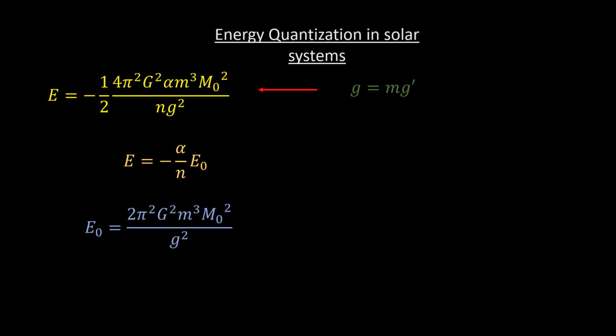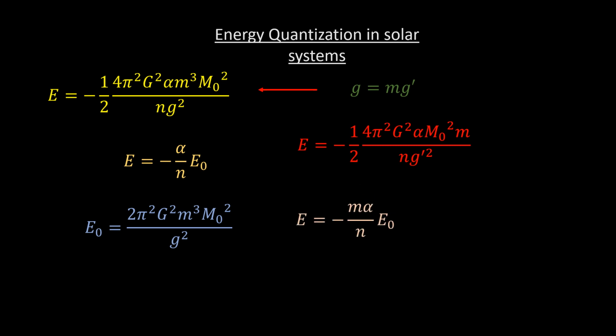Putting this relationship in the energy equation yields the following red expression, which can be modified to this. We now have m in the simplified equation because m is now a variable like alpha and n. E0 becomes slightly modified and is given by the following green expression. We can only think this way because planets are really big relative to us, and we can measure their masses accurately, especially for planets close to or in our solar system.